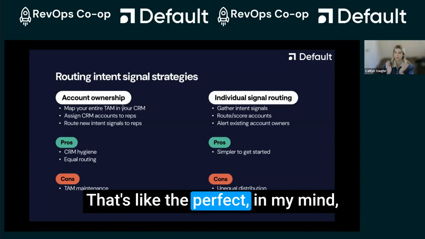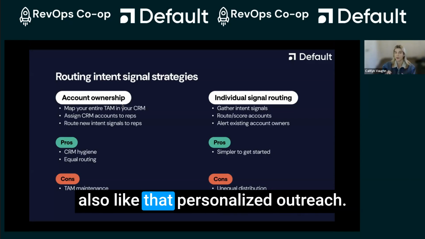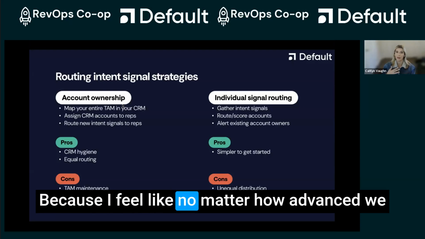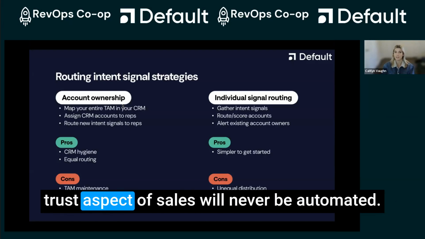That's the perfect setup, in my mind, between automation and personalized outreach, because I feel like no matter how advanced we get with automation and AI, the human trust aspect of sales will never be automated.